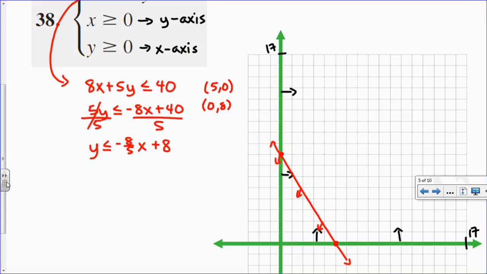You just have to be careful with your shading, because if there were a negative y right here, then you would divide and your inequality would flip. That's why we usually graph inequalities in slope-intercept form, because then you can look at the inequality sign to see where you shade. So just be careful. Okay, so I overlap. I need to be right of the y-axis, above the x-axis, and then below this red line. So I have just this triangle right here.